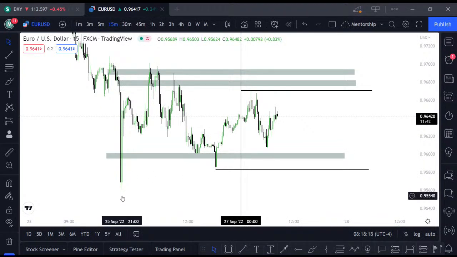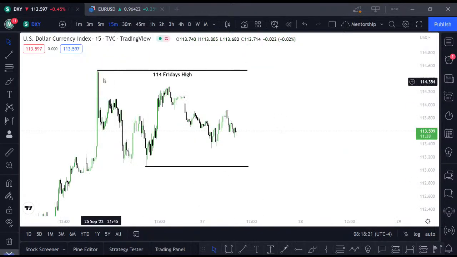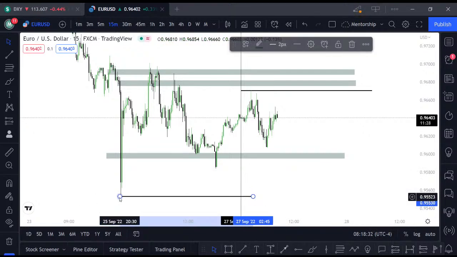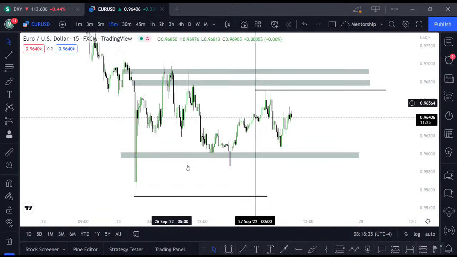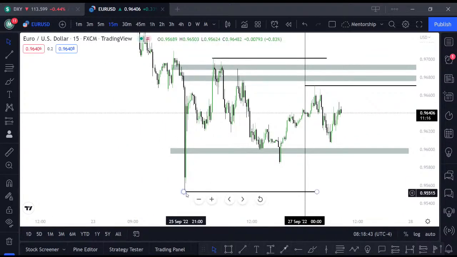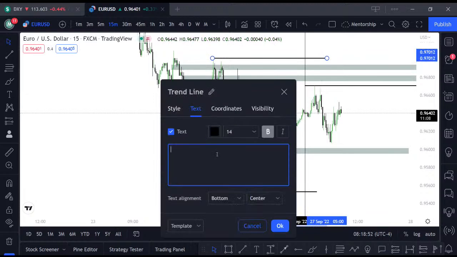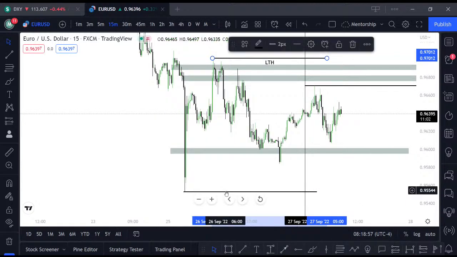Let's look at these two, September 25th. Why am I doing that? I'm looking at this high and this low. This was September 25th. So get this low, and this high right here. Why am I marking these two things? This is the highest high and this is the lowest low. This is the long-term high and this is the long-term low. Let me call this LTH and LTL.